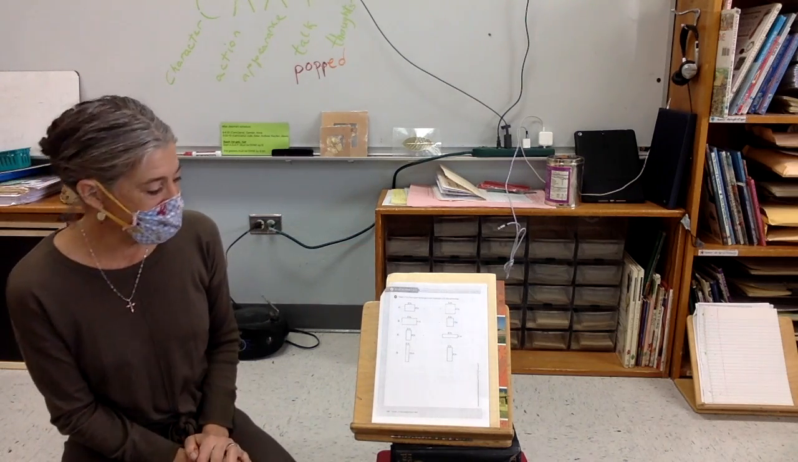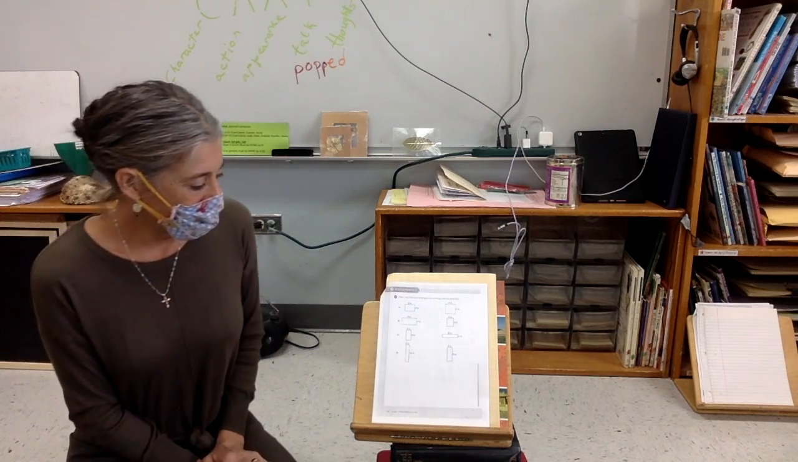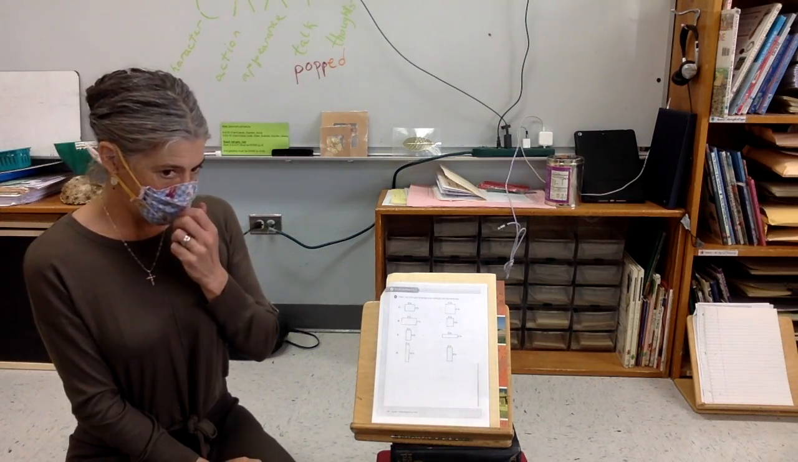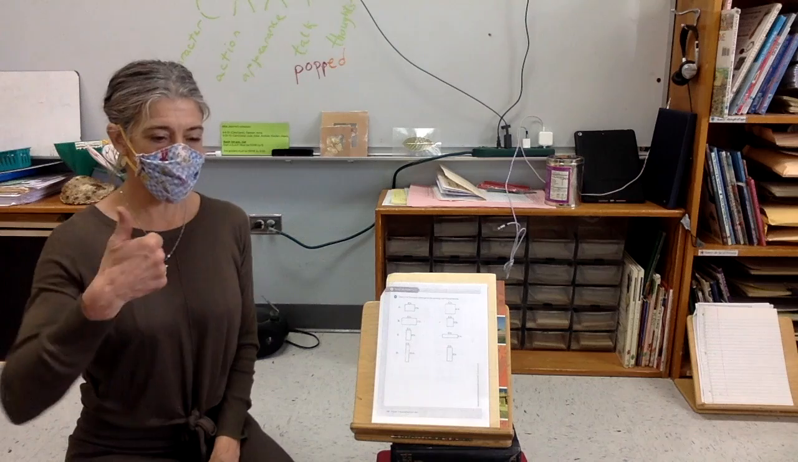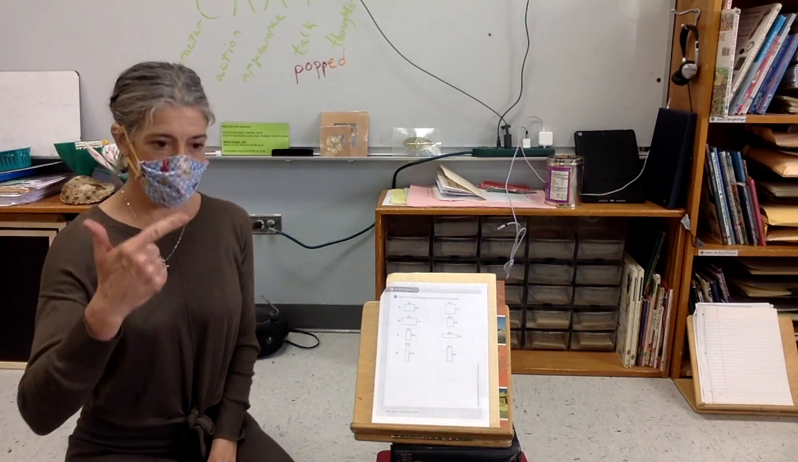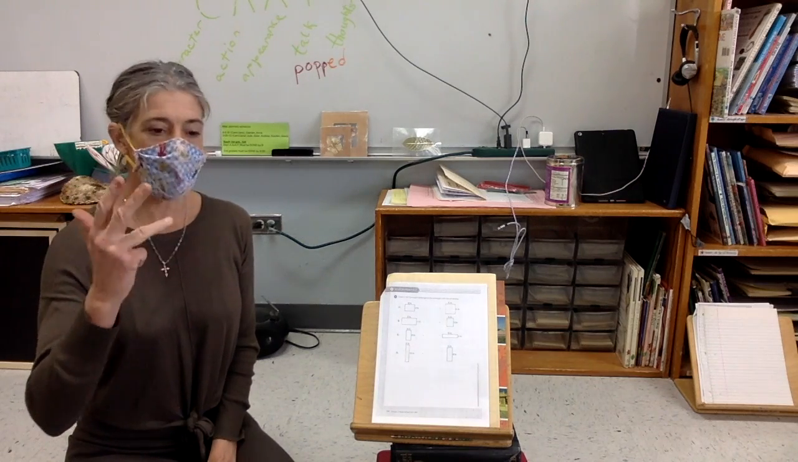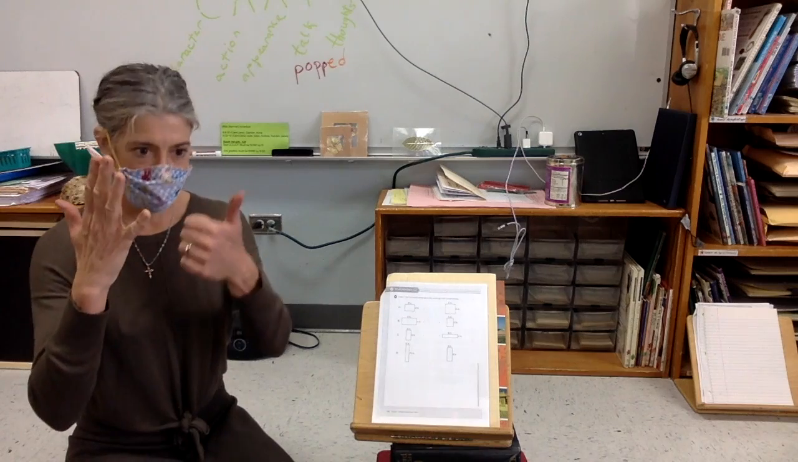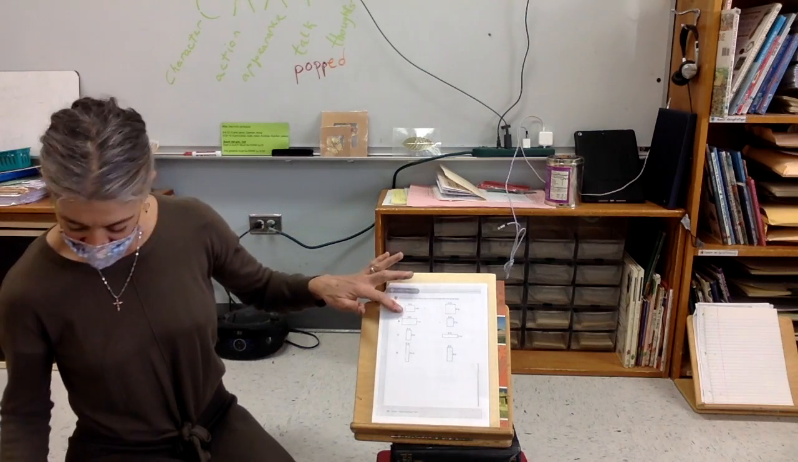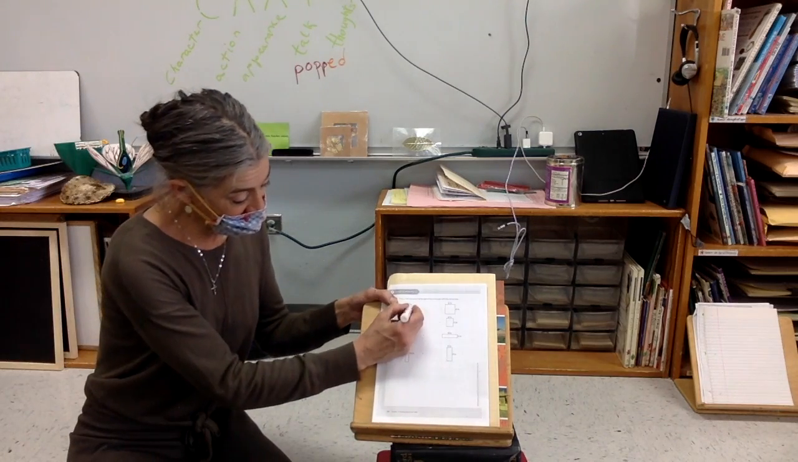Grayson. What's 6 times 4? Count your fours. 4, 8, 12, 16, 20, 24. 24. Okay, so this guy's 24. You can write that in there if you want.